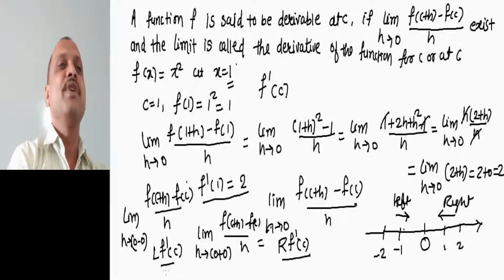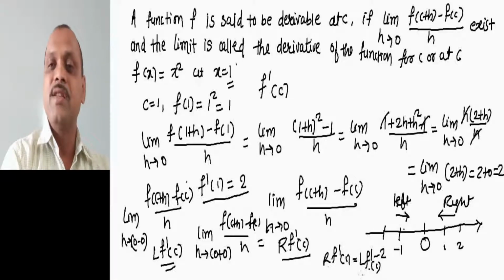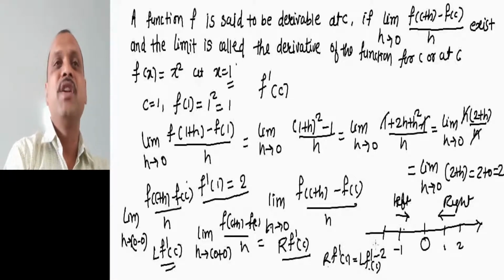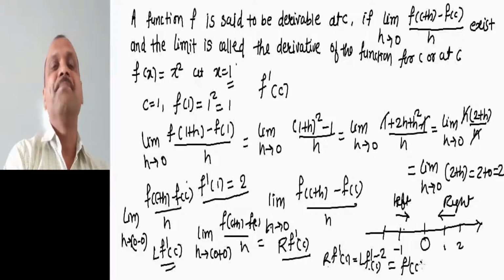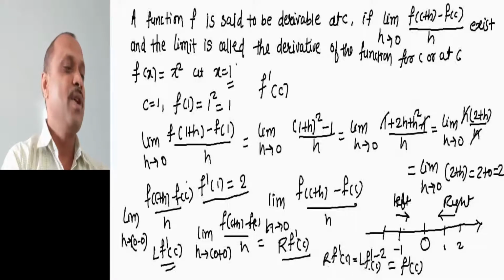So we have two derivatives, one is a right derivative, the other is a left derivative, and whenever the right derivative f dash of c equals the left derivative L f dash of c, that means right derivative equals left derivative, we call it a derivable function and we denote it as f dash of c. So sometimes we need to find the right derivative and left derivative of the function, and when these two values are equal, the function is called a derivable function.